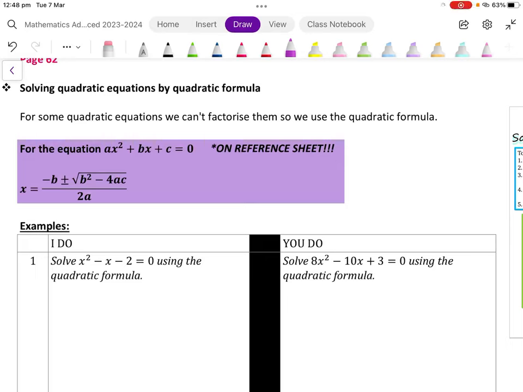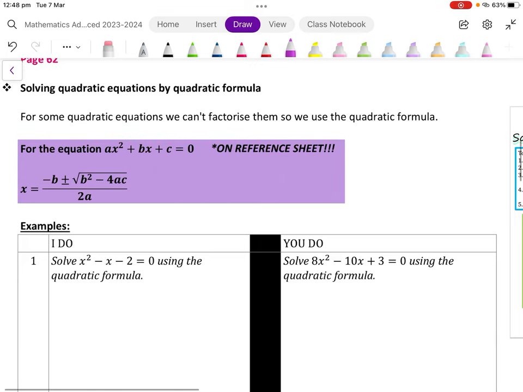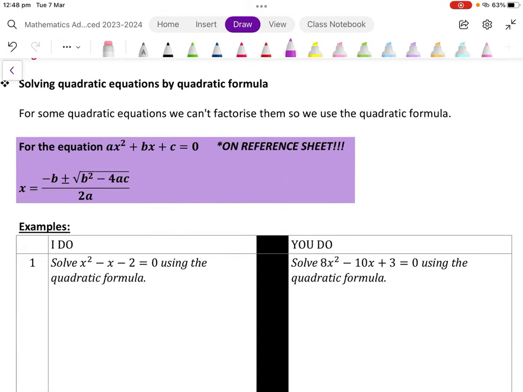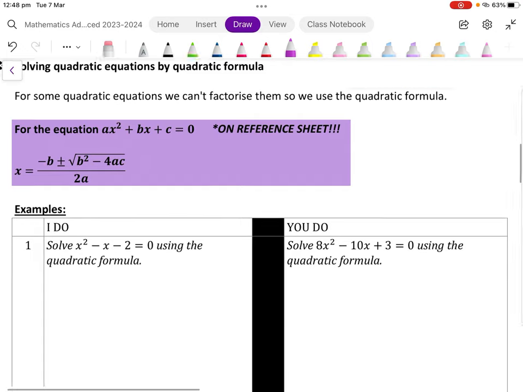Hi Year 11, today what we're doing is looking at solving quadratic equations by the quadratic formula. For some quadratic equations we can't factorise them, so we use the quadratic formula, which we can find on our reference sheet. For the equation ax squared plus bx plus c equals 0, the quadratic formula is x equals minus b plus or minus the square root of b squared minus 4ac over 2a.